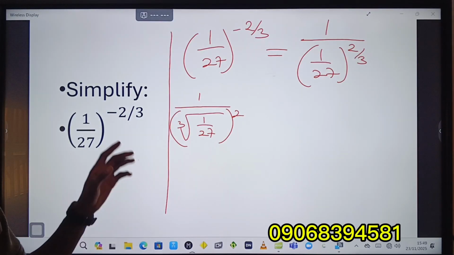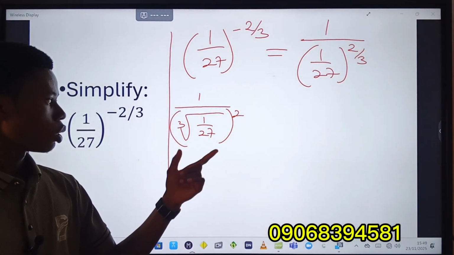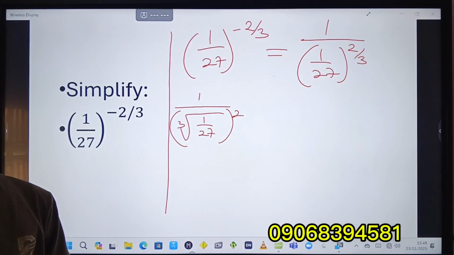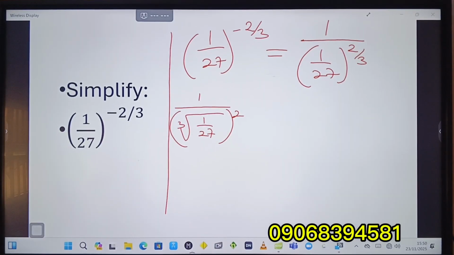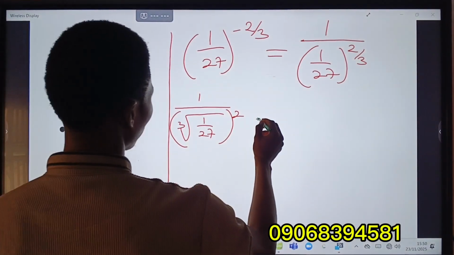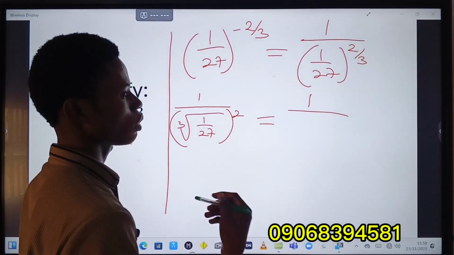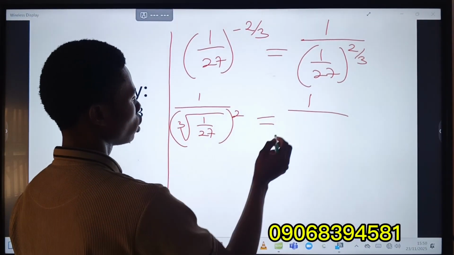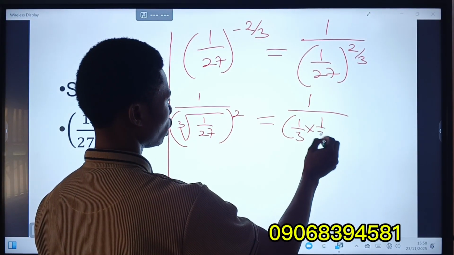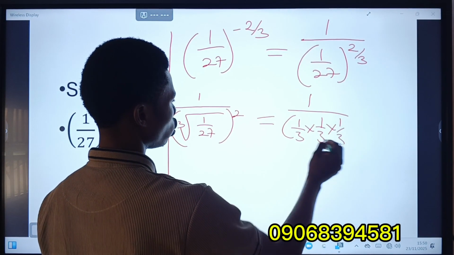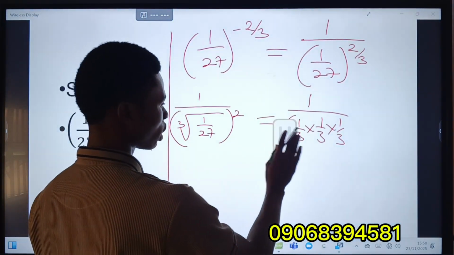If you don't even want to go this way, there's another way you can go about it, but let me allow you to stress yourself this much. What's the cube root of 1 over 27? Alright, so if you look at this, what will you multiply by itself 3 times to get 1 over 27? You agree with me that if you say 1 over 3 times 1 over 3 times 1 over 3, you'll get 1 over 27, right? Meaning the cube root of 1 over 27 is 1 over 3.